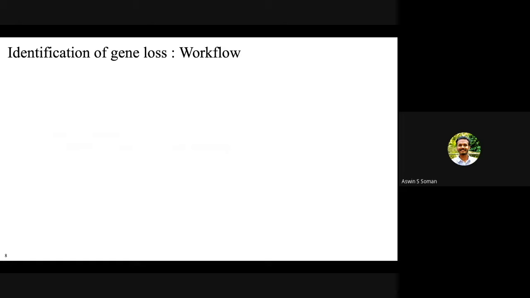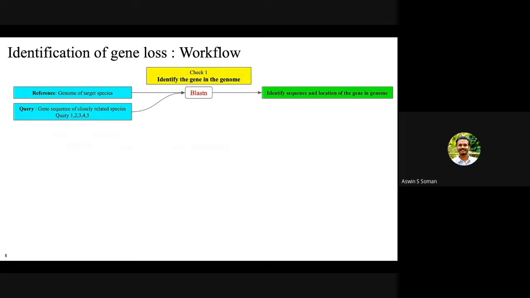Now, to identify the loss of a gene, there are several steps which form a workflow of checkpoints. First, we can search that gene in its genome: take the gene we want to check from a closely related species, and then search it in the target genome using BLAST. BLAST is an alignment tool, the most commonly used search tool, and it's proven to be very fast and accurate.